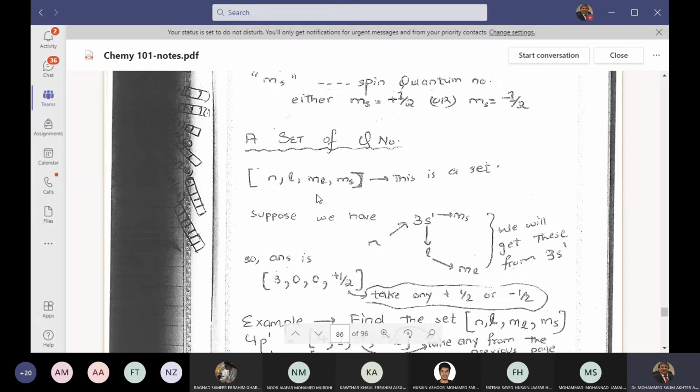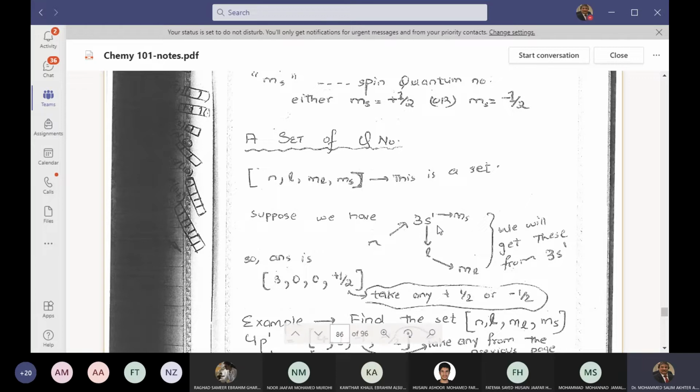Always remember we have a set N, L, ML, and MS. MS is the spin quantum number. In this chapter, we will only work with 1 electron. Sometimes in the exam, it is given only 3s. You should understand that I am talking about 1 electron. So just 3s1, 1 electron. So this is a set N, L, ML, MS. They will give you this, write down the set, or they will give you the set, write down this.